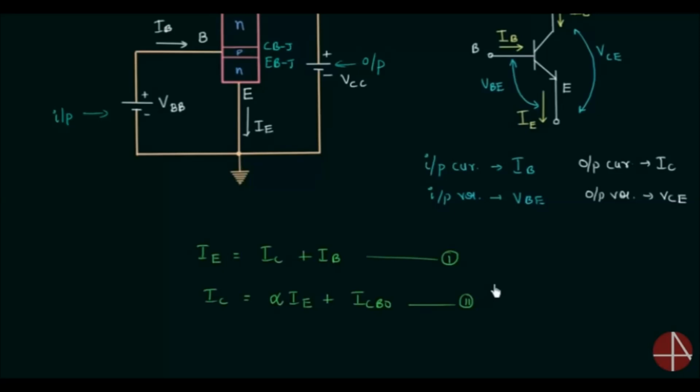Now I am interested to find out how output current varies as a function of input current. The output current is IC and the input current is IB, and I am interested to see how the output current IC varies as the function of input current IB. And for this I will use these two equations.